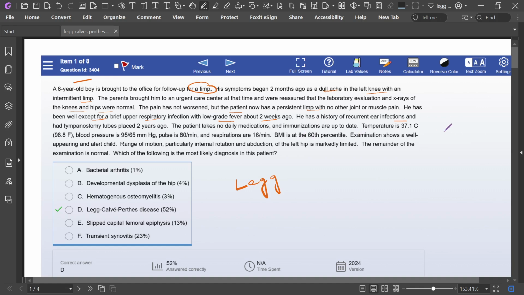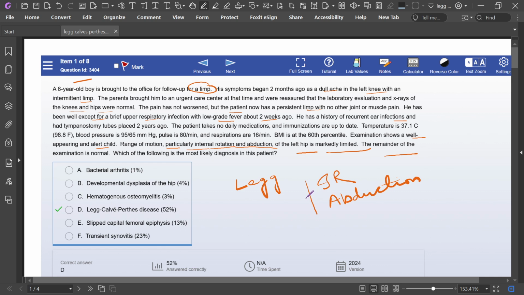The main concern here: examination shows a well-appearing child. Range of motion, particularly internal rotation and abduction of the left hip, is markedly limited. The remainder is normal. Which of the following is the most likely diagnosis?